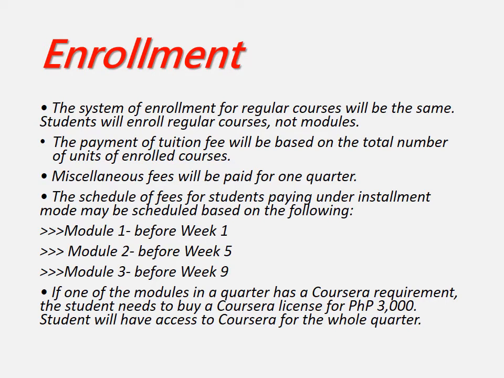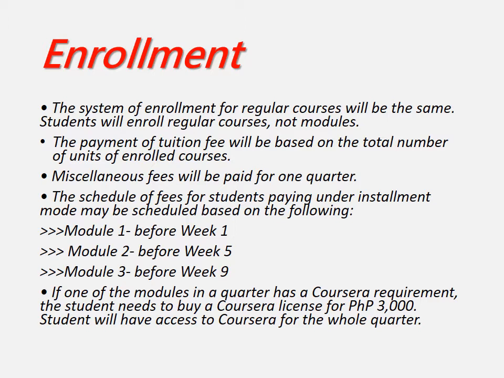The system of enrollment for regular courses will be the same. Students will enroll regular courses, not modules. The payment of tuition fee will be based on the total number of units of enrolled courses. Miscellaneous fees will be paid for 1 quarter. The schedule of fees for students paying under installment may be scheduled based on the following. Module 1 paid before week 1, Module 2 before week 5, and Module 3 before week 9.